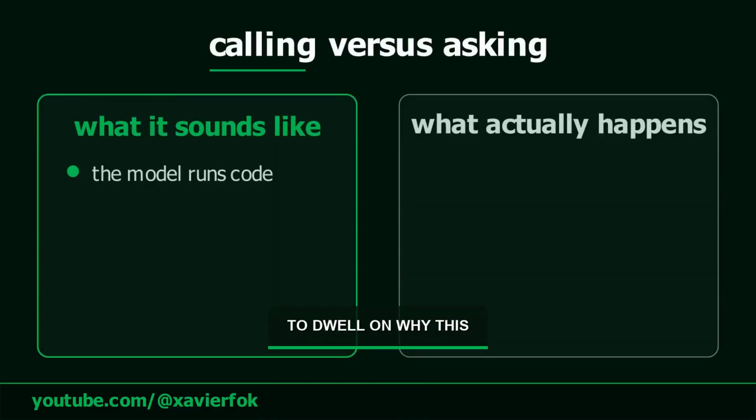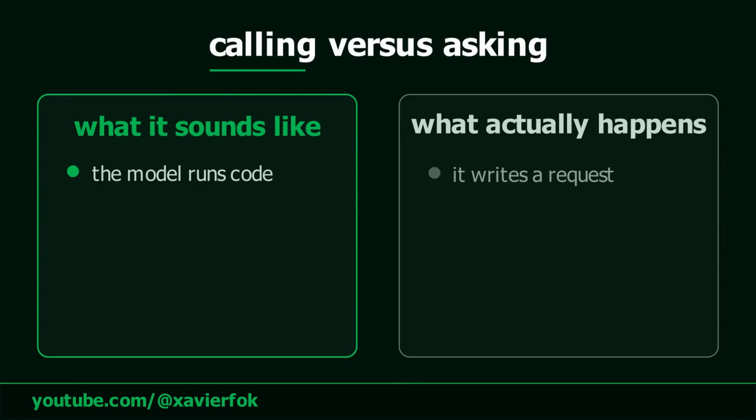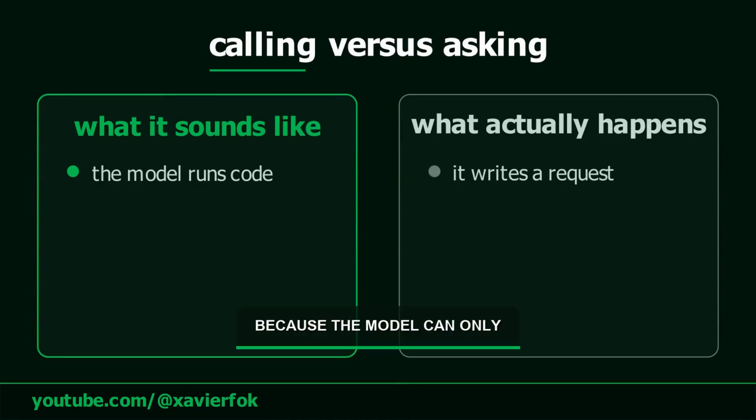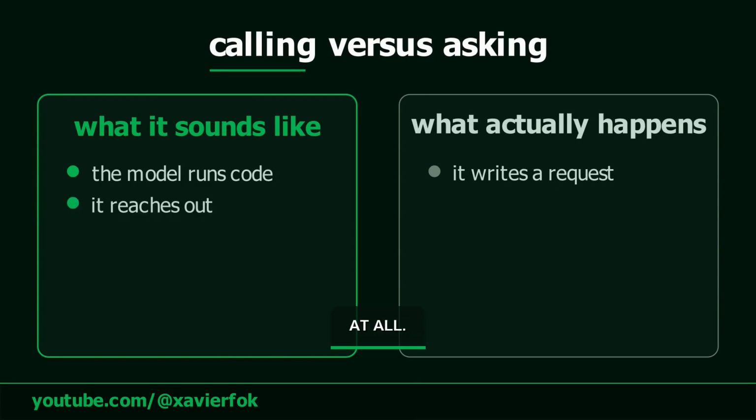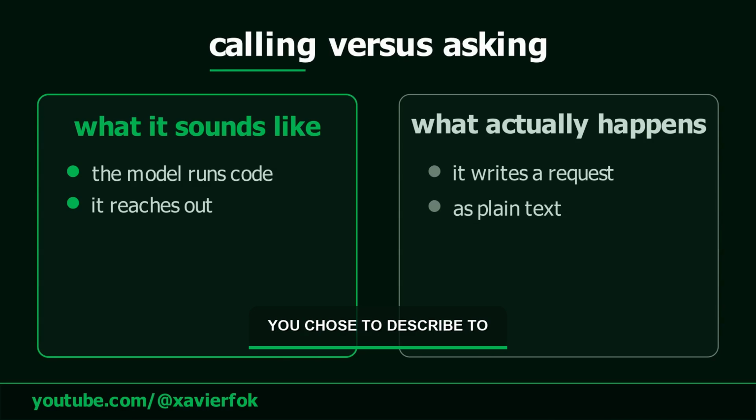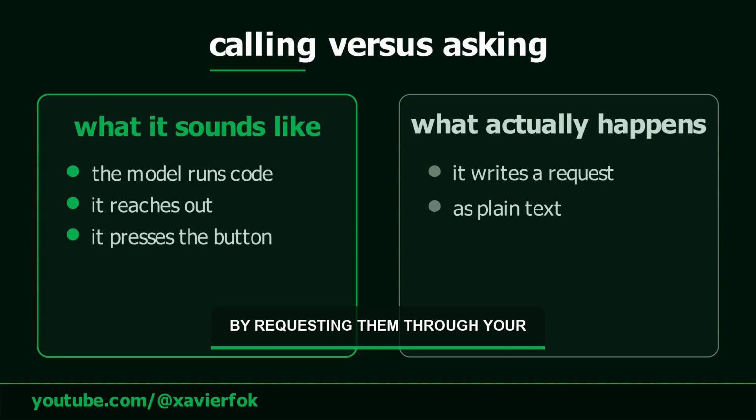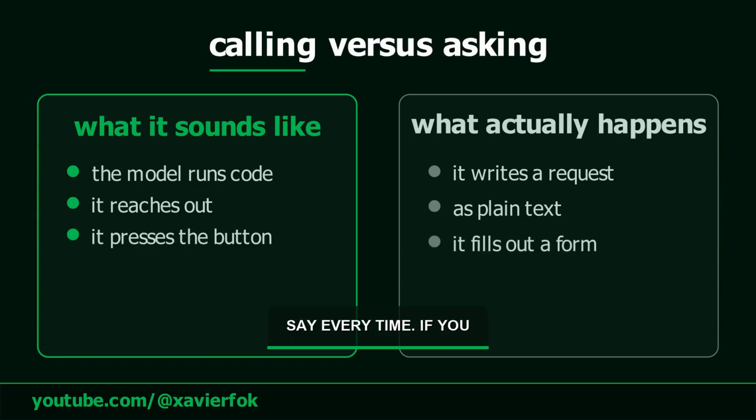I want to dwell on why this setup is reassuring, not scary. Because the model can only ever ask, it has no direct power over your systems at all. It cannot reach into your files or your accounts. The only things it can do are the specific tools you chose to describe to it, and even then only by requesting them through your code, which gets the final say every time. If you never give it a tool that deletes things, it has no way to delete anything, no matter what it generates.